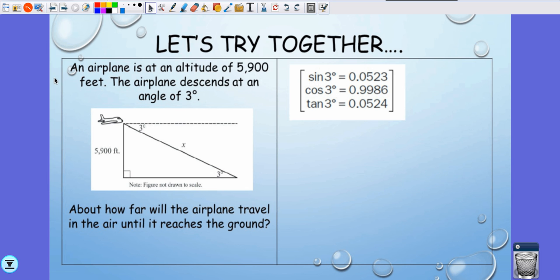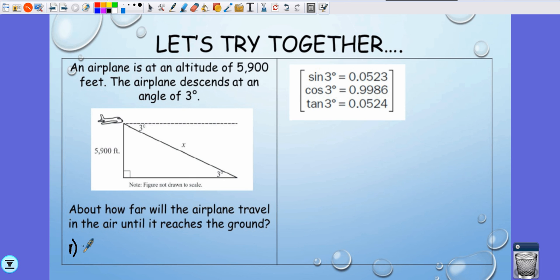All right, so here's the problem. We're going to use our newfound knowledge about trig ratios. It says an airplane is at an altitude of 5,900 feet. The airplane descends at an angle of 3 degrees. About how far will the plane travel in the air until it reaches the ground? Remember, when we approach word problems, the first thing we need to do is rephrase the question so we can make sure we're clear about what we need to solve for.